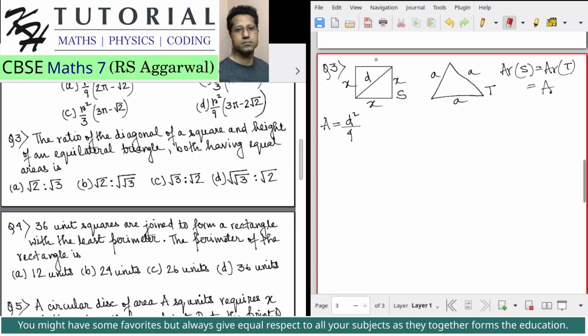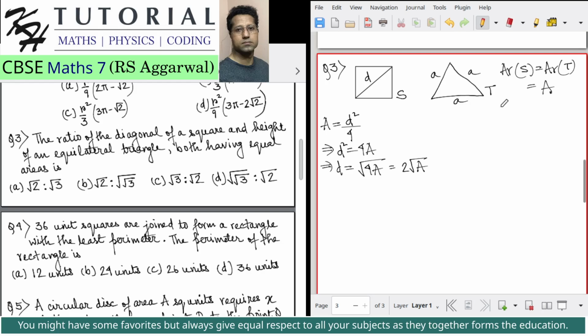So basically we do not need the length of the side of the square. If D is the diagonal of the square, its area is equal to D square by 4. From here we can say that D square is equal to 4A. This implies D, the diagonal, is equal to square root of 4A, which is equal to 2 square root of A.